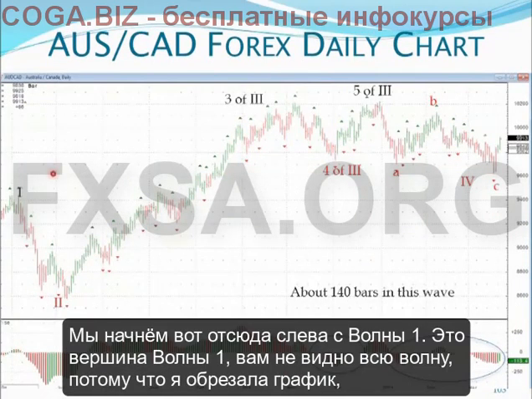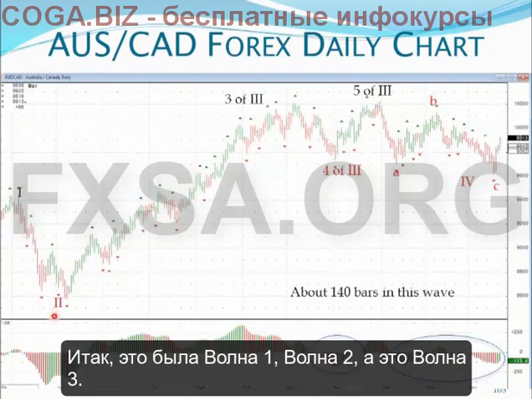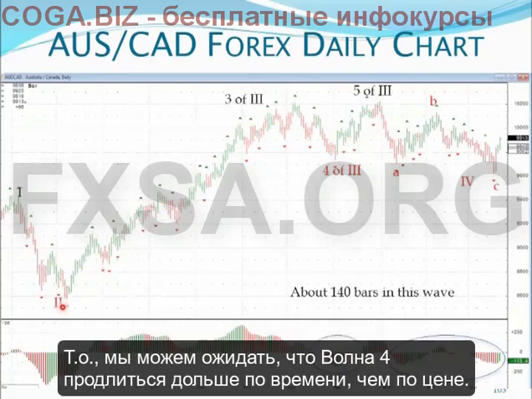We're going to start here on the left with our wave 1. That was the top of wave 1. You can't see it because I had to cut it off, but we need the right number of bars to be able to view this wave. So that was wave 1, wave 2. This is wave 3. Now notice wave 2 retraced very quickly. I would call that a simple wave 2. So we can expect our wave 4 to be longer in time than in price.